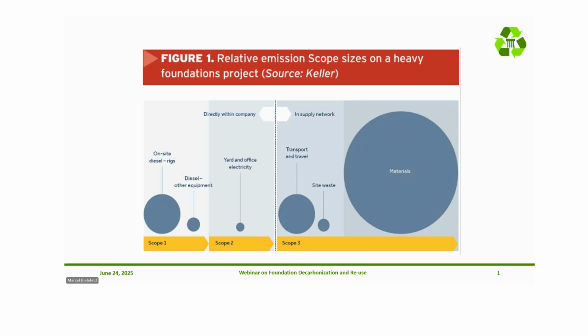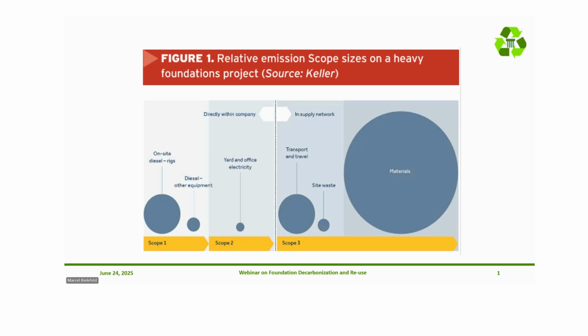That's the on-site diesel rigs, other diesel equipment used on site, electricity used on site. Scope 2 is indirect, and it's often thought of as energy usage specific to yards and offices. Also, I believe travel is looped into scope 2. And then scope 3, which is generally the biggest one of these three for a geotechnical company, is anything in the supply chain. So kind of before or after the geotechnical project is underway.